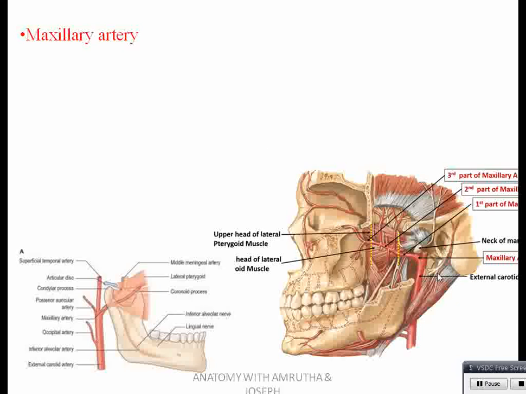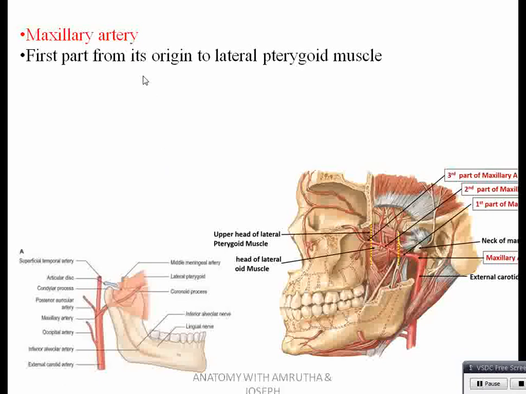Maxillary artery is quite a large branch. Superficial temporal artery, maxillary artery, this is the external carotid artery. Again, external carotid artery dividing into superficial temporal artery and maxillary artery. The first part is from its origin to the lateral pterygoid muscle. So the maxillary artery here has been divided into three parts: first part, second part, third part.